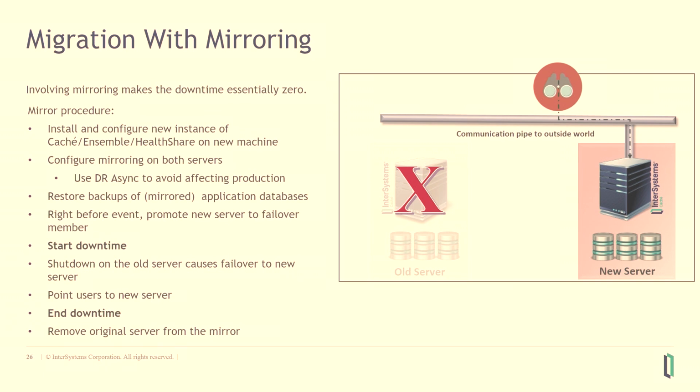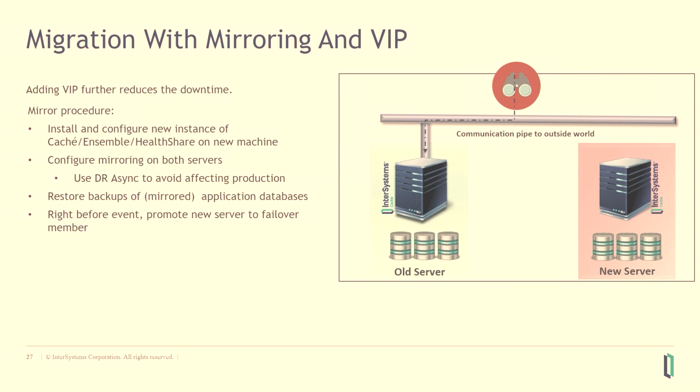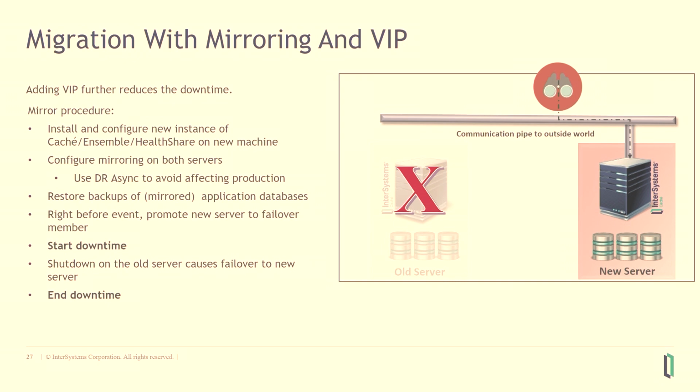So you can add a couple things onto this that make it even easier. The first one is a virtual IP, which is basically an IP address that's managed by mirroring instead of managed by your network team or whoever's managing the server. And it can swap between mirror members. So in this case, the setup is the same. You just start your downtime and shut down, and the downtime's over because it fails over. Any open connections would be broken, but they would be available essentially immediately afterwards. And then again, you'd remove the original one from the mirror.